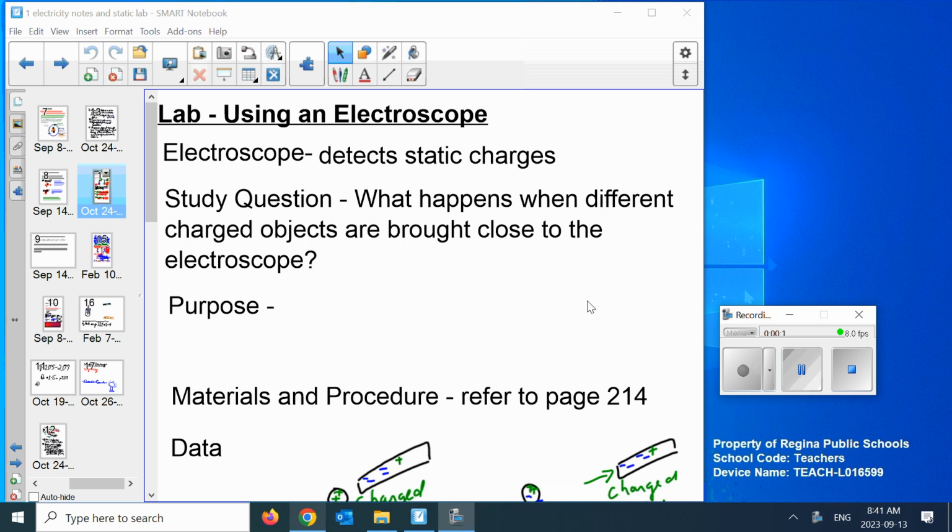Big thing here is to change our question that we're answering into a statement that's not a question. We call that the purpose of the lab. It's really to answer a question, but we discovered that if you have a question, what happens when different charged objects are brought close to the electroscope? If we just add a few words ahead of that, it becomes a statement that we can call the purpose. To determine what happens, and then pretty well the same thing without a question mark at the end. Or to find out what happens when.